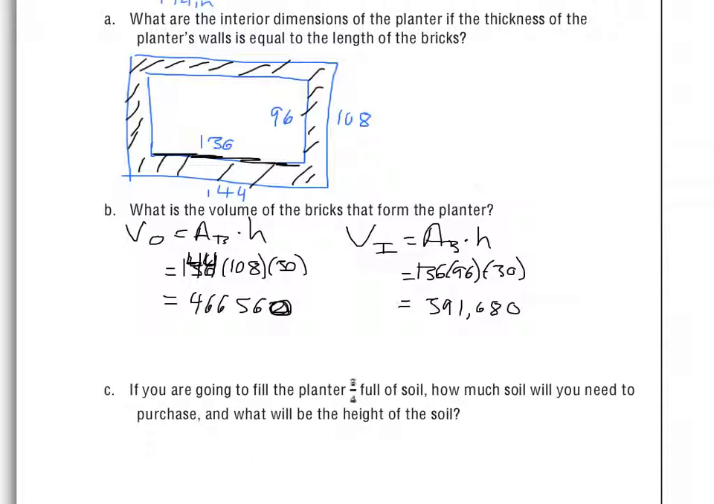All right, so again, what am I needing to do with these two volumes in order to find the volume of just the bricks, just that shaded outside region? Should have said that you need to subtract them. So volume outer minus volume inner would be 466,560 minus 391,680. And when we calculate that out, we should get 74,880 cubic inches, or inches cubed.